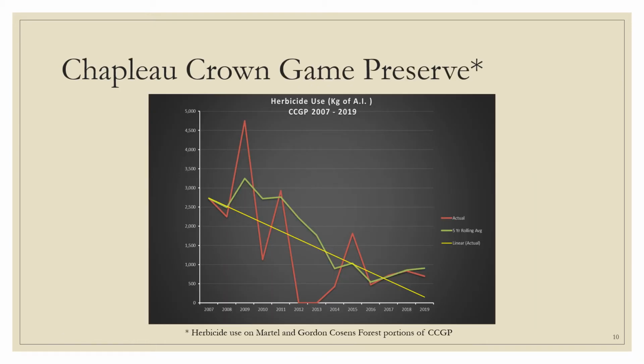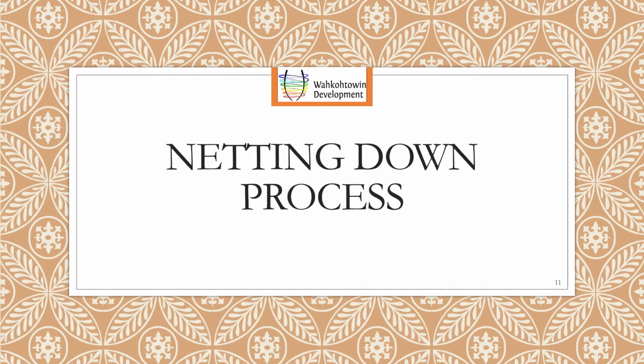Based on direction from local communities, a focus area of HAP has been the Chapleau Crown Game Preserve. In this graph, you can see that there has been a reduction in kilograms of active ingredient from above 2,500 kilograms in the area before the start of the HAP program in 2007 to below 500 kilograms in 2019.